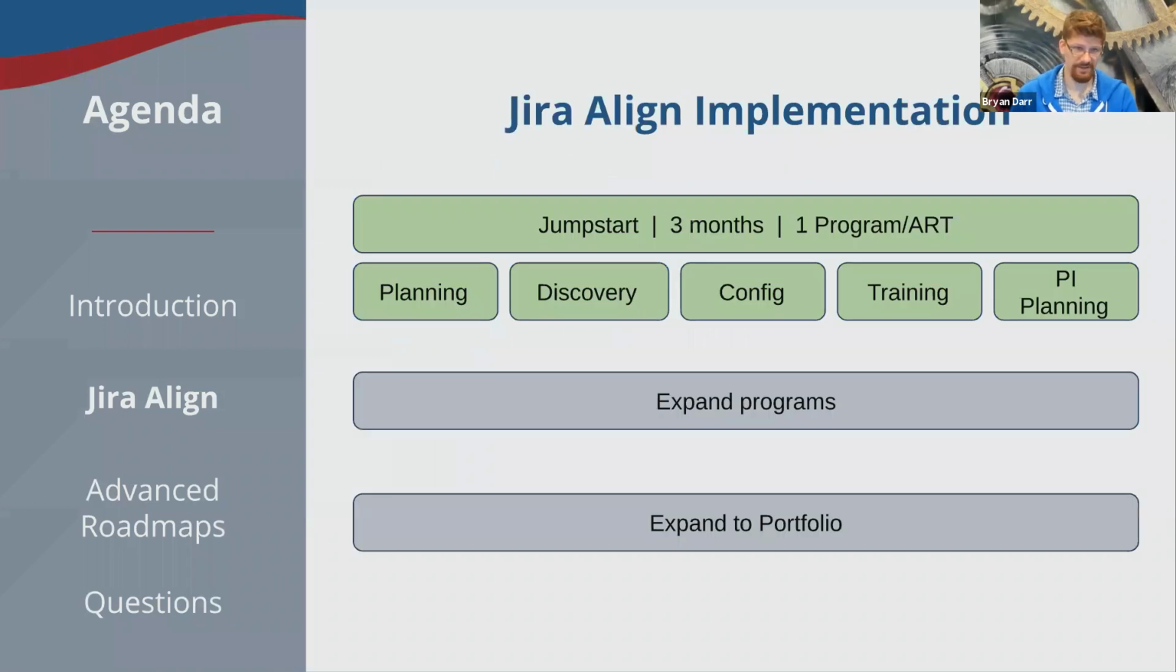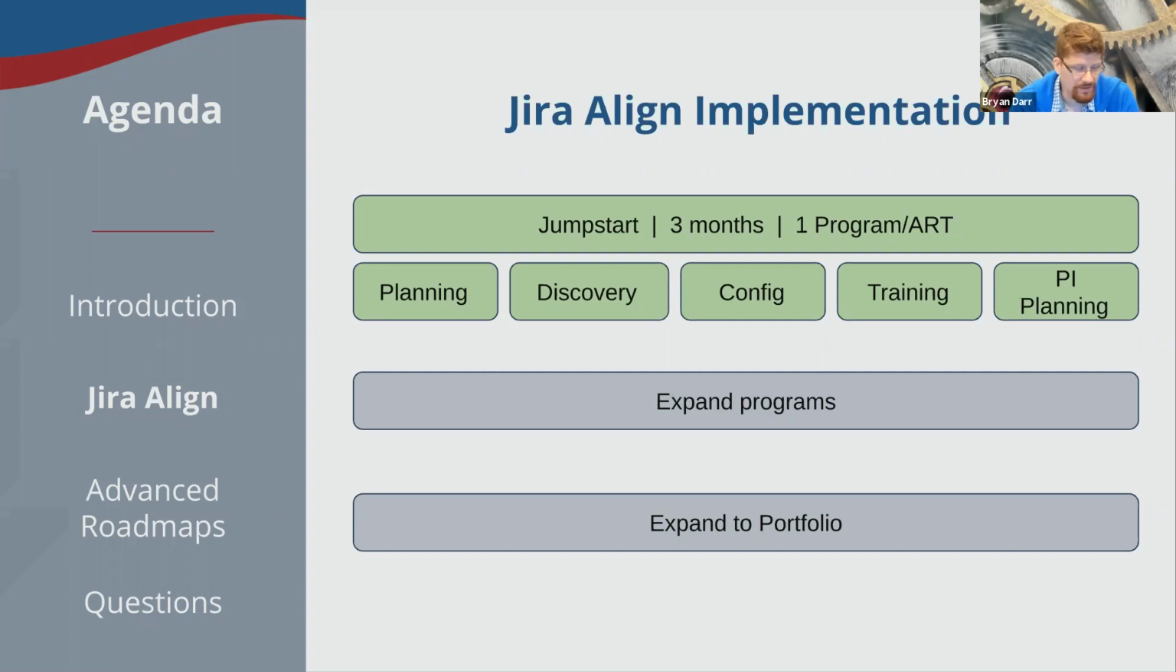How do you implement Jira Align? I swear we're going to get into the tool shortly. There are various packages that you purchase from a solution partner like XPM. The first package is called the Jumpstart package. It takes about 3 months, or 1 program increment, and it is for onboarding 1 program or Agile release train into Jira Align. One or two programs, depending on how you buy it and how you set it up. That involves planning, discovery, configuration of the tool, training, and then assistance through PI planning using the tool.